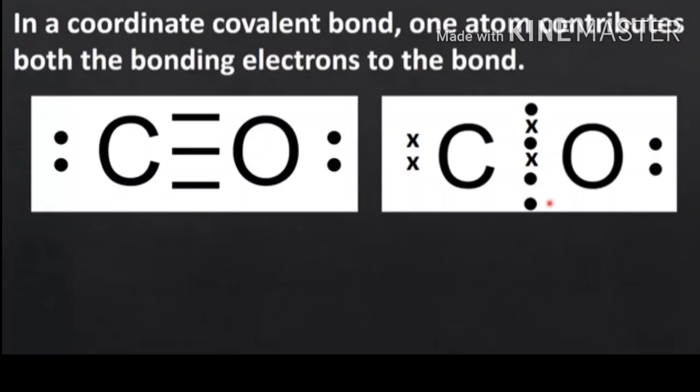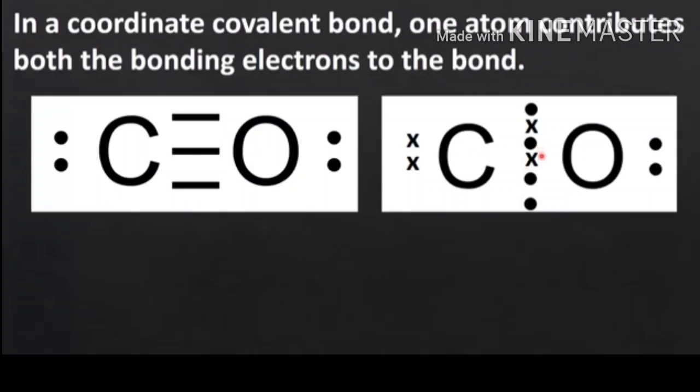Here a triple bond is present between these two atoms, and out of these three bonds, two bonds are simple covalent bonds, which are formed by the sharing of two electrons of each atom, that is carbon and oxygen. They mutually share two electrons and form two covalent bonds.